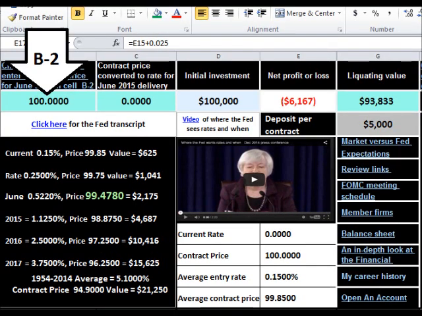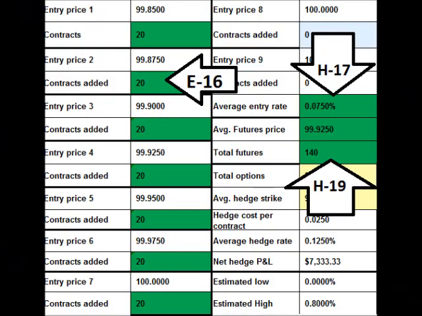Finally, let's look at a move to zero and how we would put a move to zero to work directly for us. Please enter 100 in cell B2, which represents a rate of 0. Now let's put this move to 0 to work directly for us. In cell E16, enter 20. E18, 20, 22, 24, and 26 will automatically fill in with an additional 20 contracts. The total number of positions we have on will be shown in cell H19. Our overall average entry rate will show in cell H17 of 0.0750%.